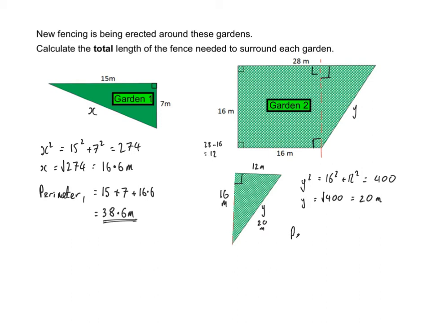Our perimeter, so actually answering the question, perimeter of the second garden is going to be all four sides. So I've got the 28 along the top, plus the 16 down the side, plus the 16 along the bottom, plus the 20. Totalling all of that up gives us an answer of 80 metres.